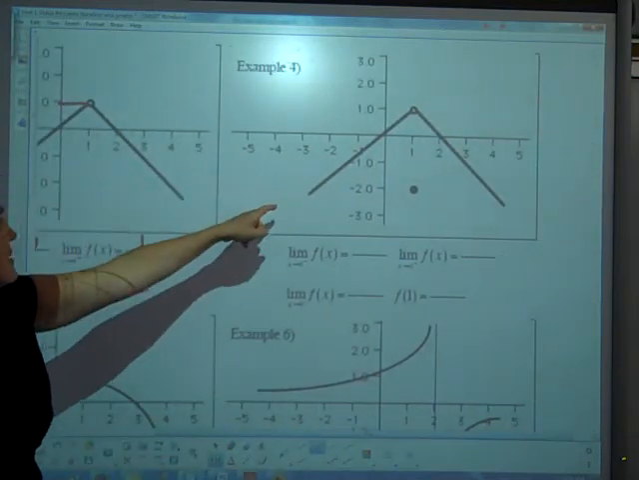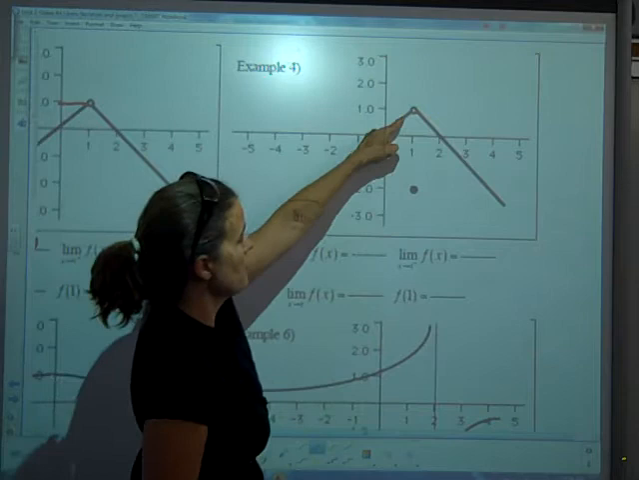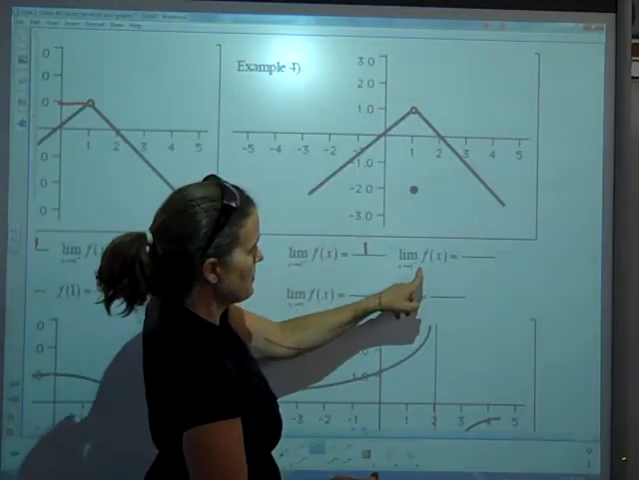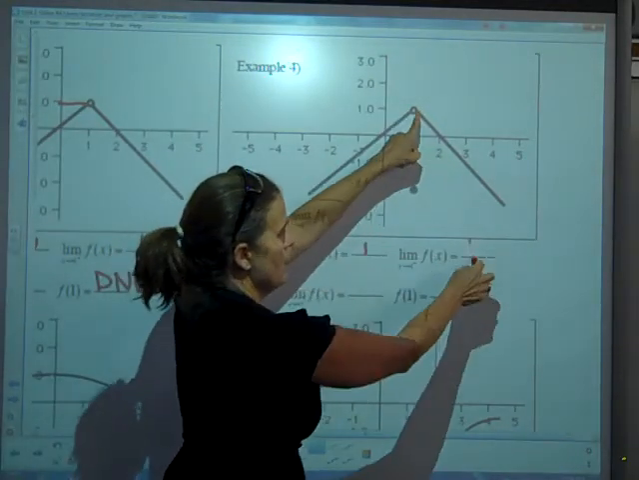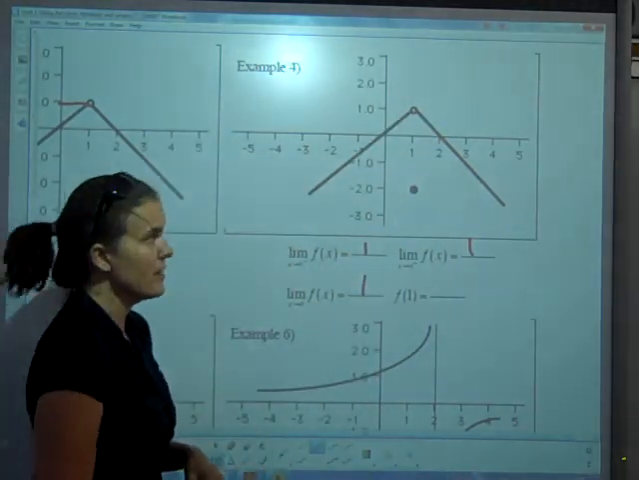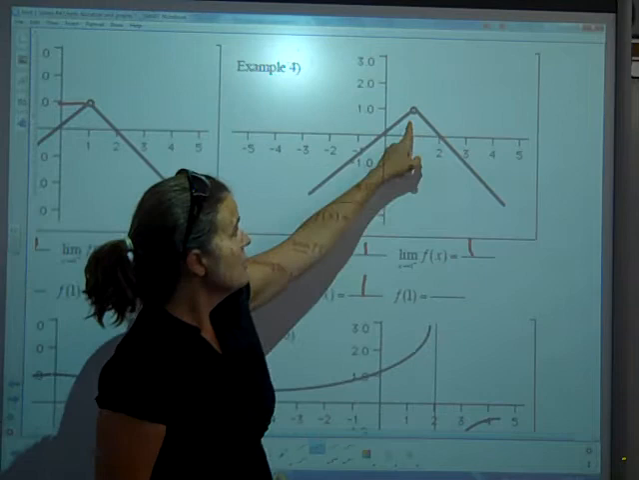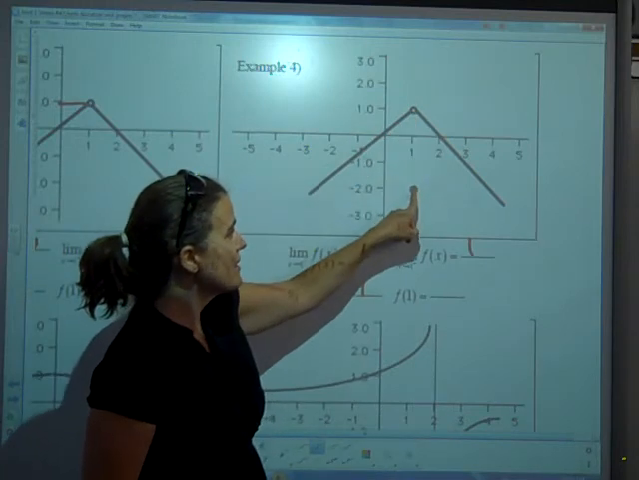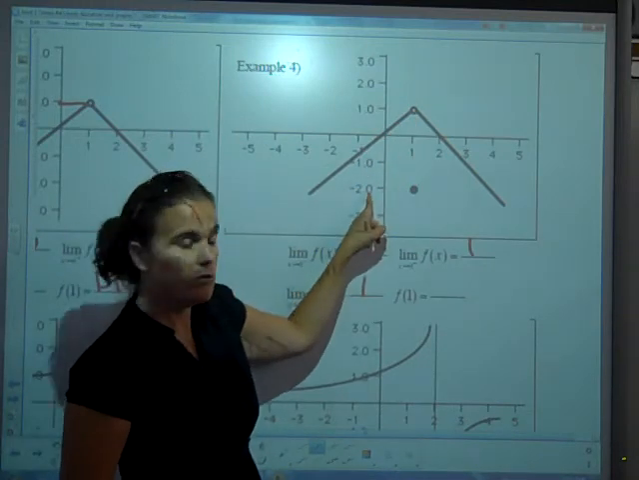Okay, really similar example number 4. The limit from the left as we approach 1 is still 1. The limit as we approach 1 from the right is still 1. Therefore, since the limit from the left equals the limit from the right, it's still going to be the exact same value. Now this time, f of 1, we still had that open circle here, but now we had a definition. When we plug in 1, we got -2.